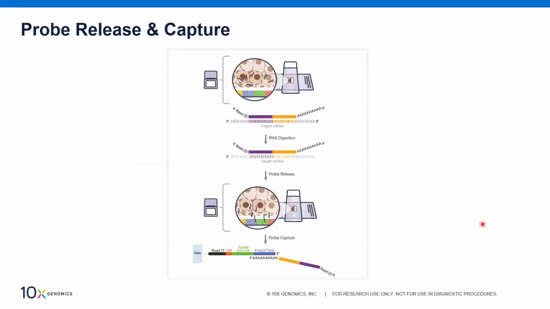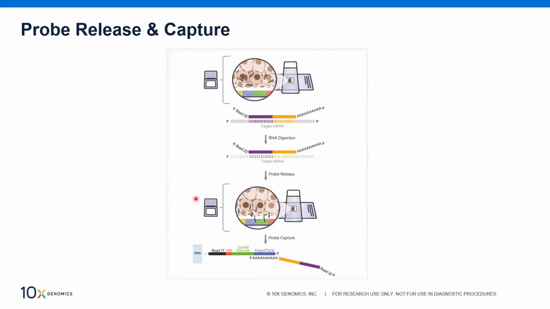So this is what happens on the CytAssist instrument. We put in a digestion reaction, and the target mRNA that we used for our probes to bind is then digested, so we can release the construct that we want up here. And this will be then captured right away where it is by the poly T-tail.